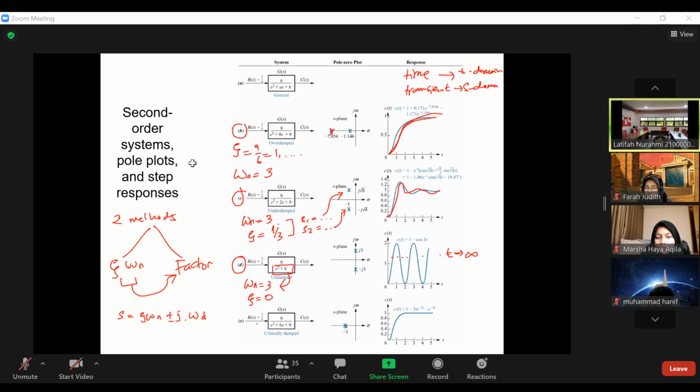Okay, and the last one here, case number 4. What is omega n? Omega n stays the same, 3. And what is zeta? Zeta is 6 divided by 6, right? 6 divided by 6 equals 1. So this one is critically damped. So you have to definitely have twin factors.